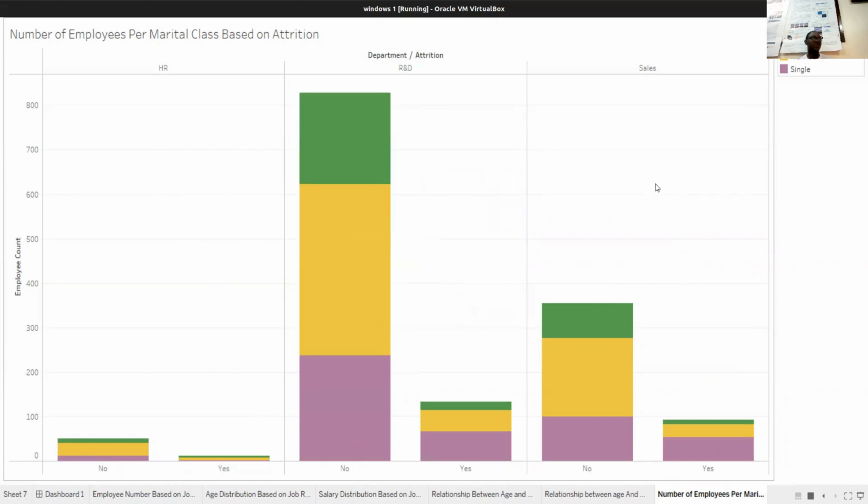Yeah, so that wraps up some of the visualizations that we generated from this. There's a lot more that could be done, but I had that for you today.